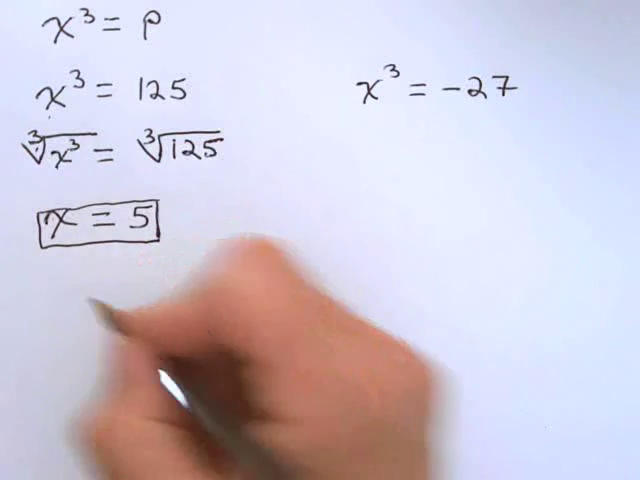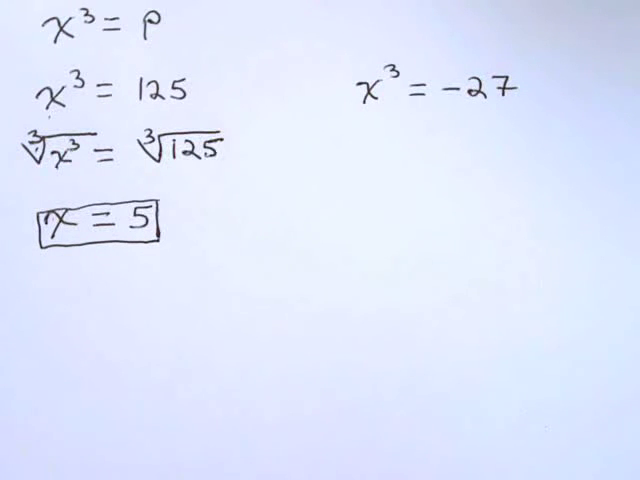Also, please note that these cube root problems don't have both a positive and a negative. It's either one or the other. They don't have 2 answers, they just have 1. Let's look at another example. X to the third equals negative 27.